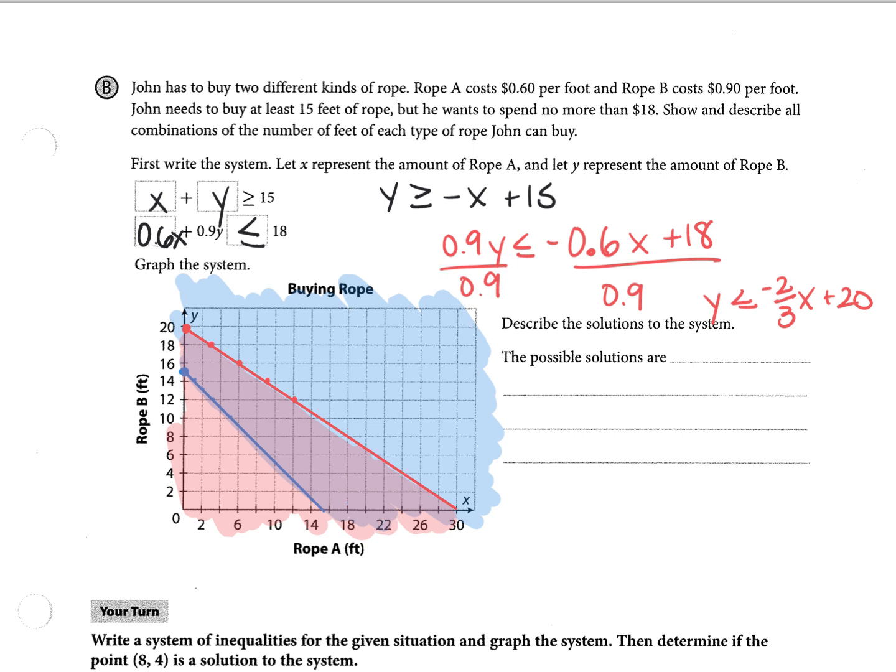And it says, describe the solutions to the system. The possible solutions are between or on the 2 boundary lines. So between the boundary lines or on the boundary lines, since they both are solid lines.